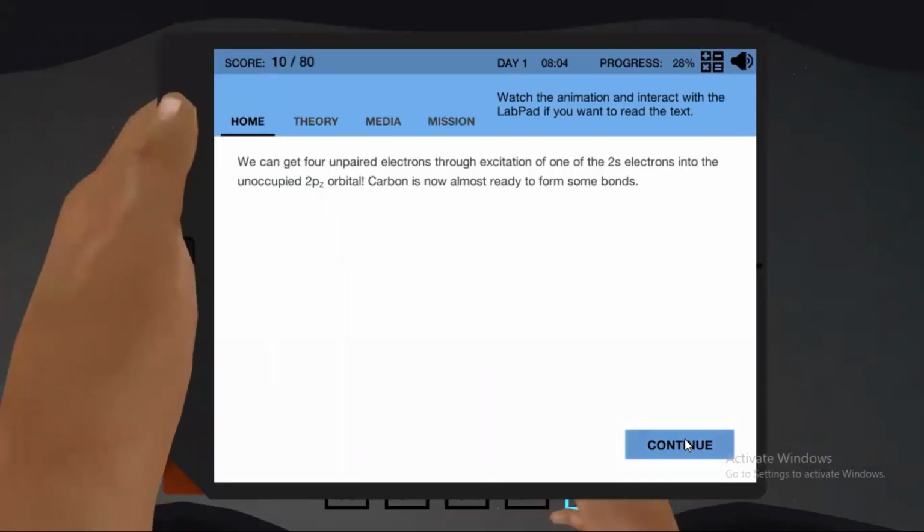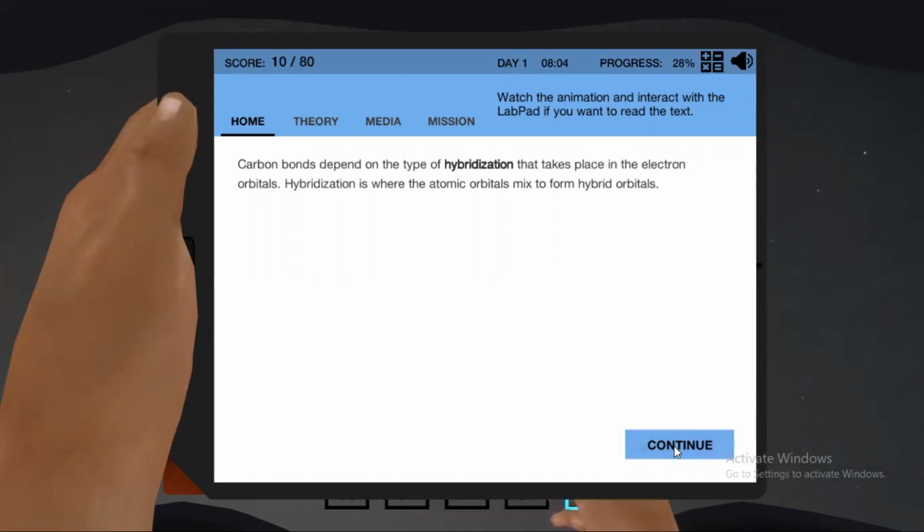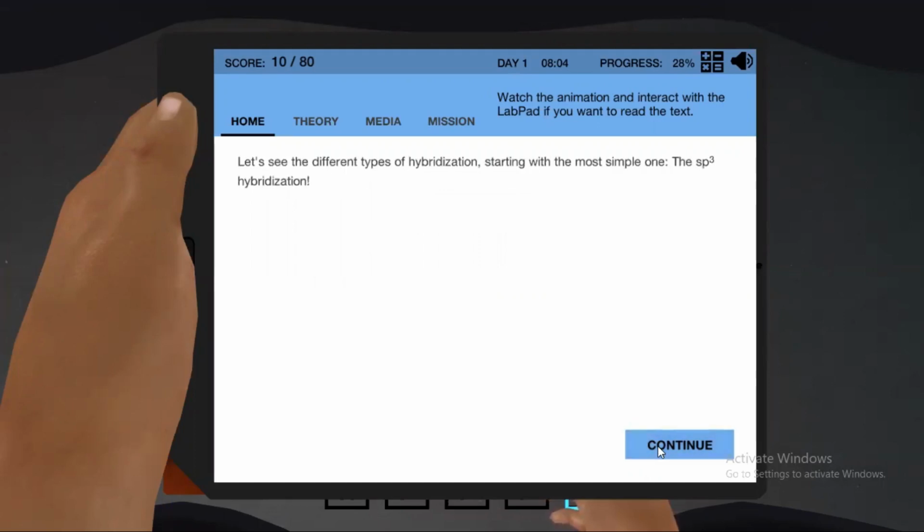We can get 4 unpaired electrons through excitation of one of the 2s electrons into the unoccupied 2pz orbital. Carbon is now almost ready to form some bonds. Carbon bonds depend on the type of hybridization that takes place in the electron orbitals. Hybridization is where the atomic orbitals mix to form hybrid orbitals. Let's see the different types of hybridization, starting with the most simple one, the sp3 hybridization.